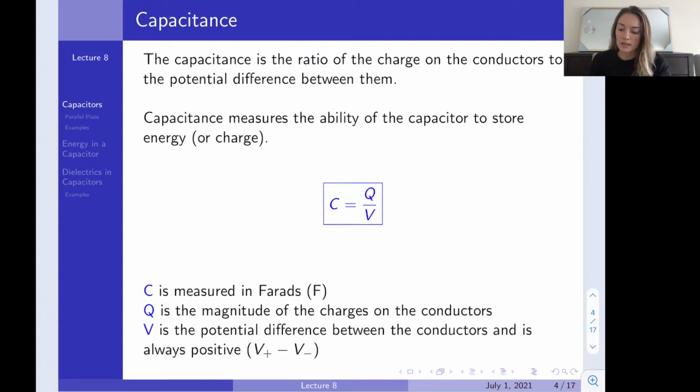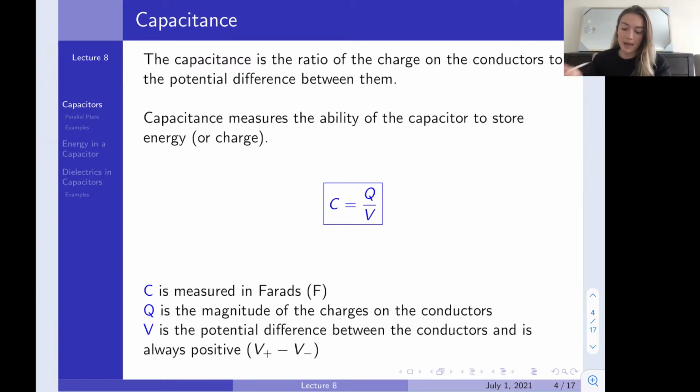One important thing to keep in mind is that when we do capacitance, it is always positive. Our capacitance is always positive. So you always want to take the magnitude of the charges, and you always want your potential difference to be positive. When you're calculating your potential difference between these two conductors or these two plates, you always want to do it in such a way that you get a positive answer. So you're never going to be plugging in a negative potential difference here.